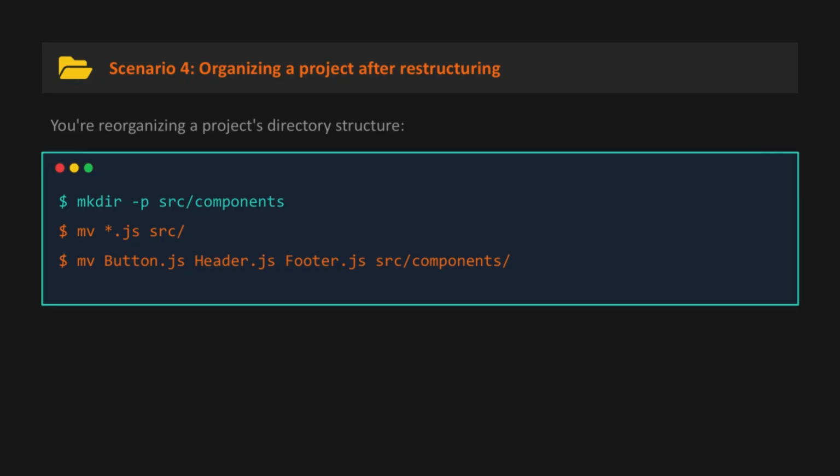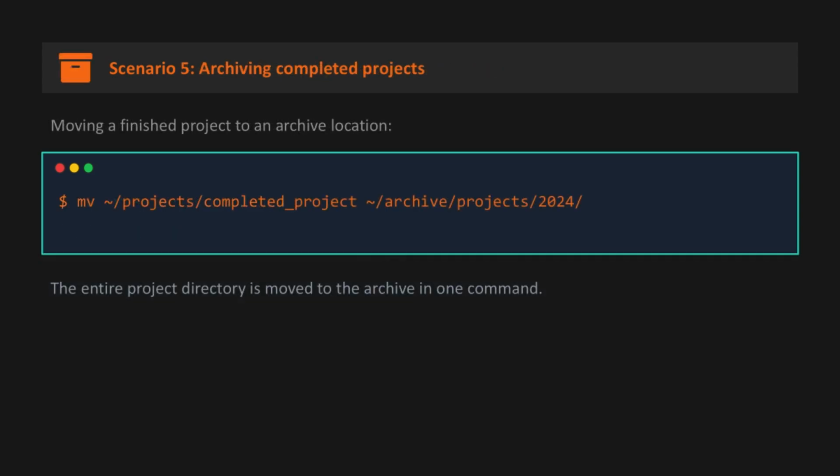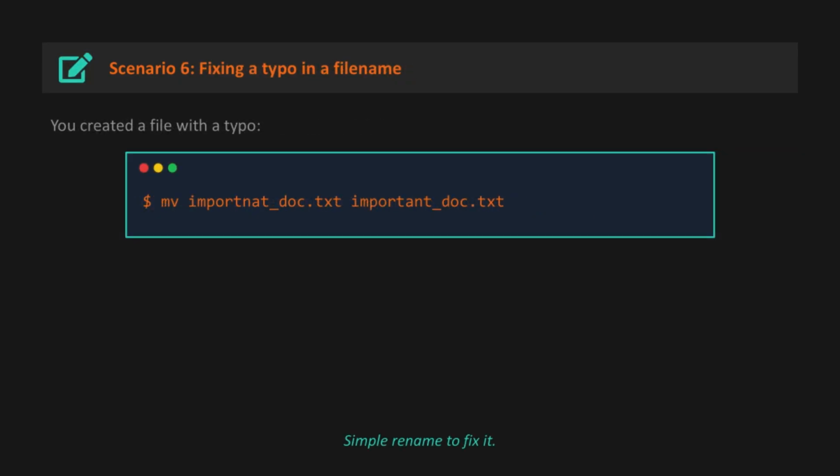Let's say you're reorganizing a project's directory structure. You can do that with code like you see here on the screen. Notice we're using the -p flag, the wildcard, and on the third line, we're moving multiple files at once. If you need to archive completed projects, you can move a finished project to an archive location using this code. If you want to fix a typo in a file name, you can do a simple rename to fix it like this code using the mv command.